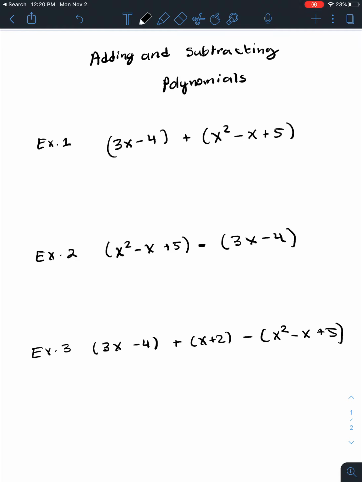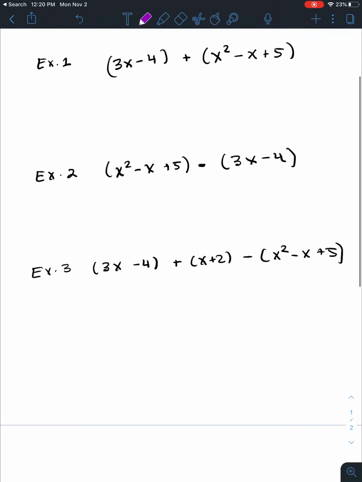Today we're going to be adding and subtracting polynomials, so let's get this started. The first thing that is really important to know when you're adding and subtracting polynomials is the fact that you can only add and subtract like terms. So before we actually start talking about this problem, let's just talk about what like terms are real quick.